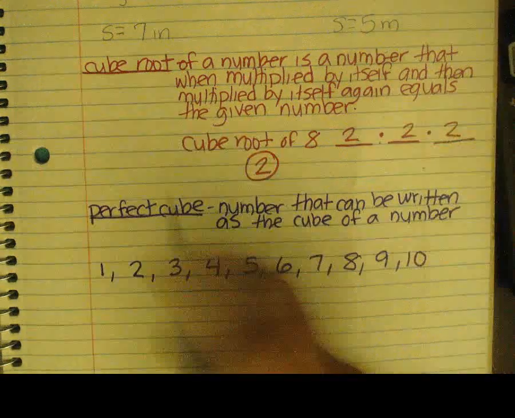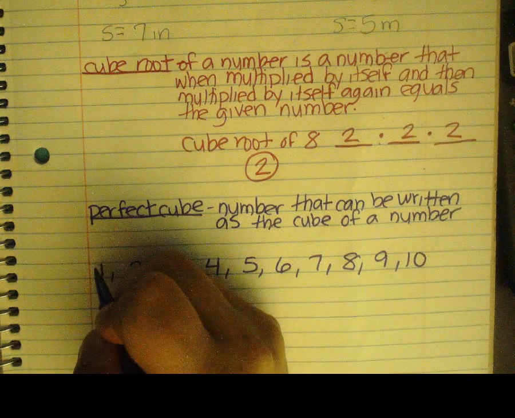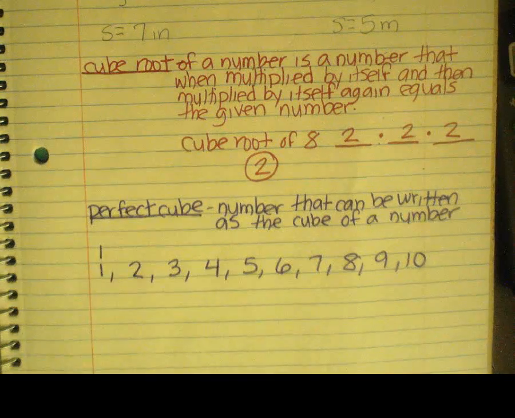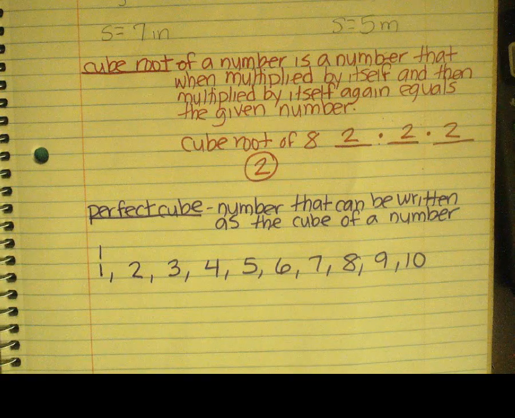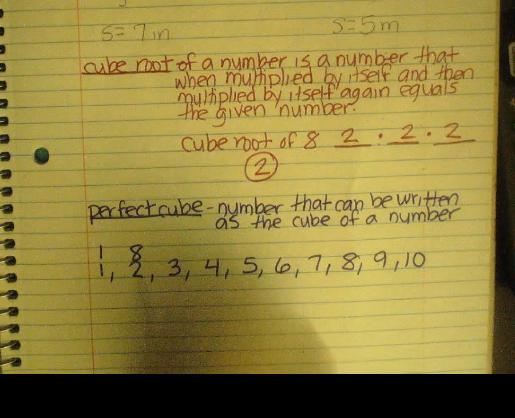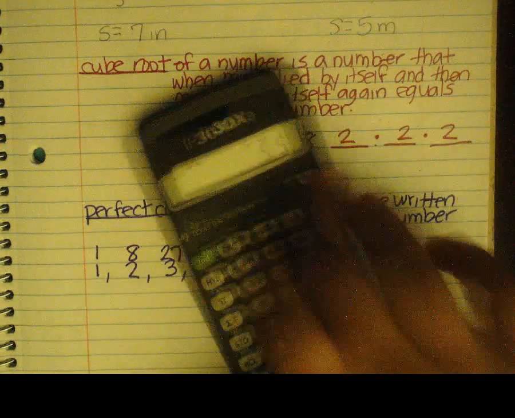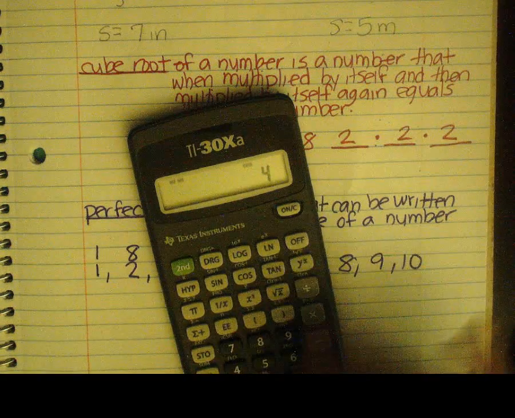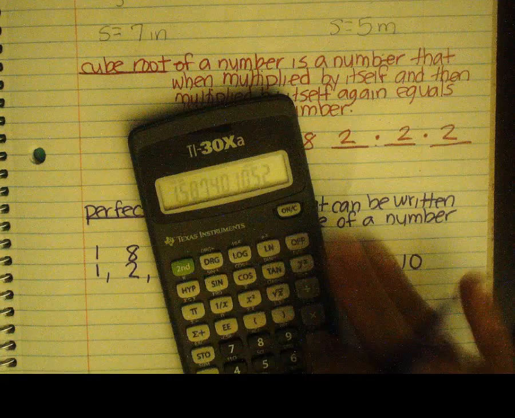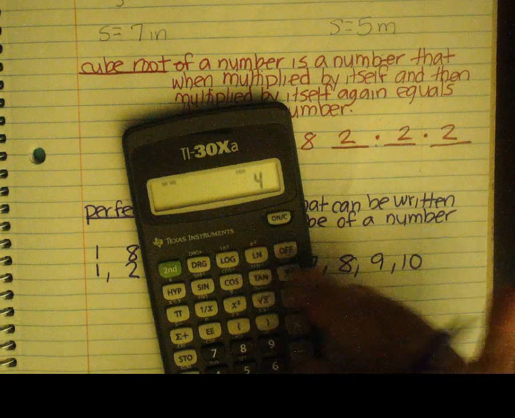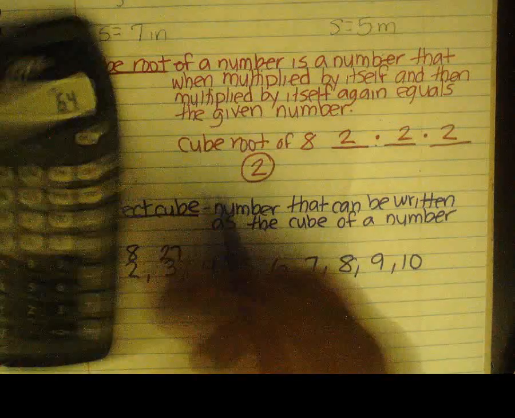1 times 1 times 1 is 1. 2 times 2 times 2 is 8. 3 times 3 times 3 is 27. You guys can check on your calculator too. 4 to the power of 3 is 64.